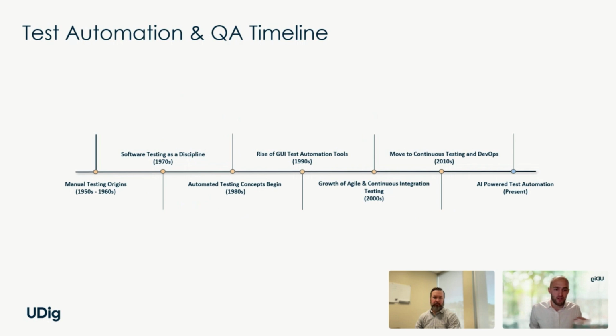We have a vision of test automation and QA being accelerated or even completely automated by artificial intelligence. At UDIG, we've been helping shape that. That's something that's exciting for us, and we recognize that this is one of the many areas where AI can have a pretty significant impact.